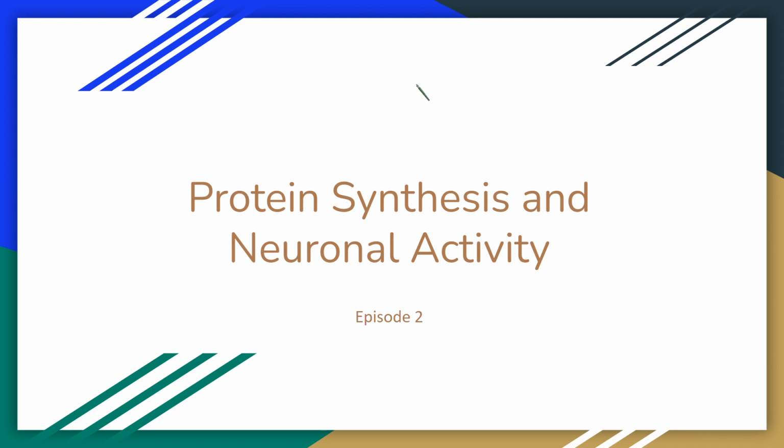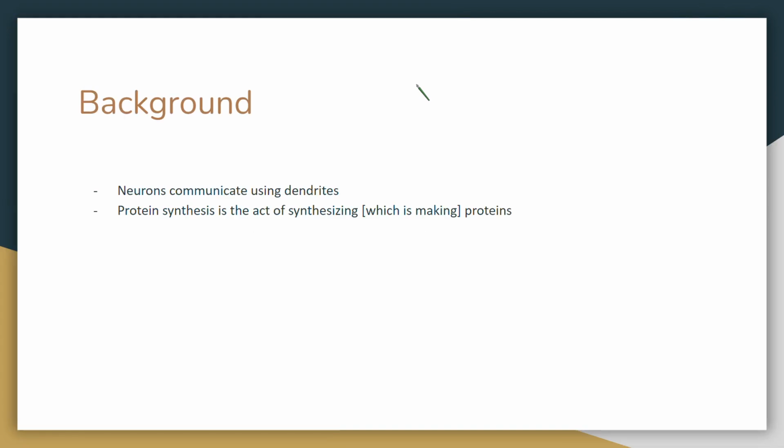Today the study we'll be covering is about protein synthesis in relation to neuronal activity. So, first, some context. The way that neurons communicate, if you remember from the last episode, is in structures called dendrites that are located at the head of the cell. And protein synthesis refers to the act of synthesizing, that is to say, making a protein.